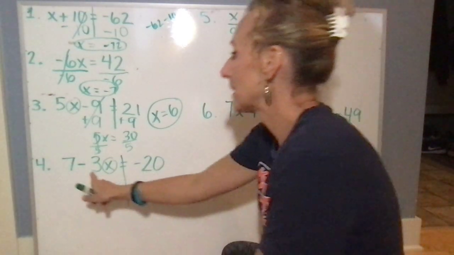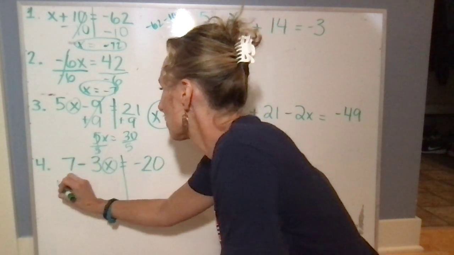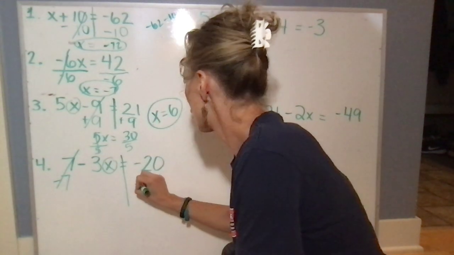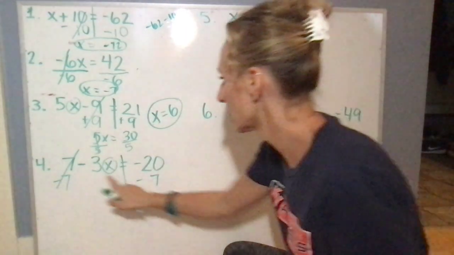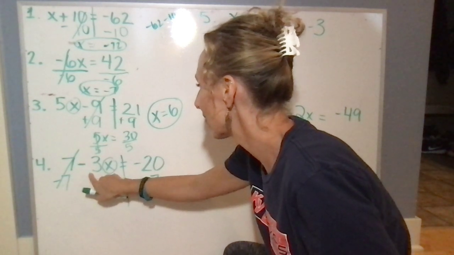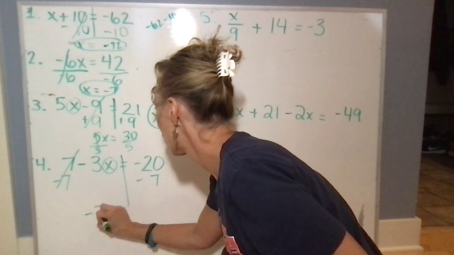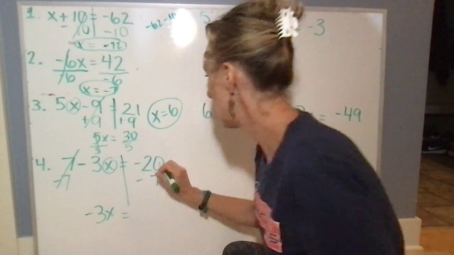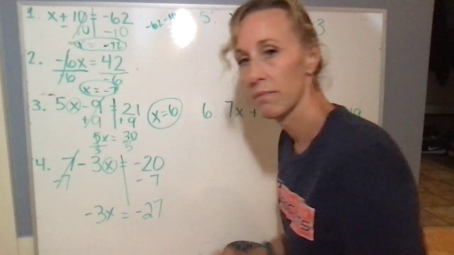Well, it's not a negative 7. The 7 is actually positive. So we're going to subtract 7 and subtract 7. Students get confused because this minus sign is in front of the 3. That's what that goes with. This makes it now a negative 3x. That's got to go with that. So bring that down. And now negative 20 minus 7 is negative 27.